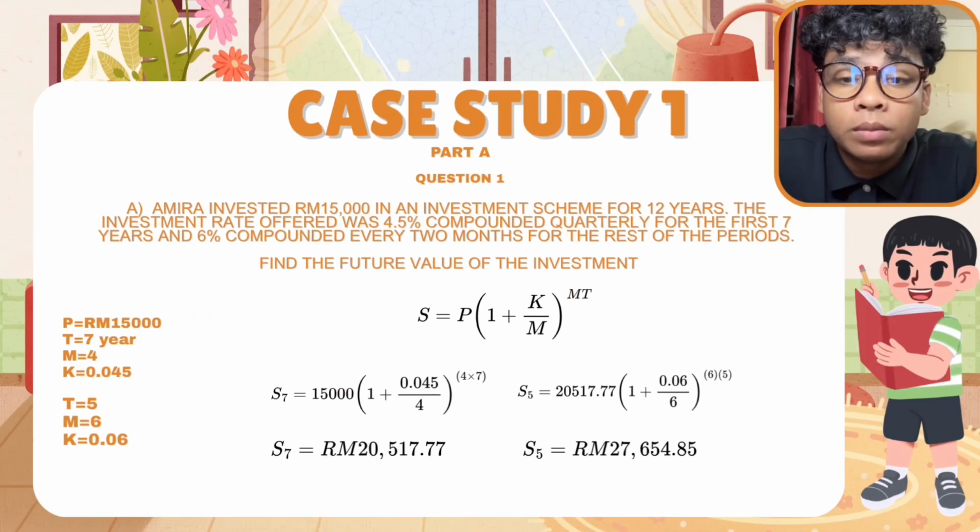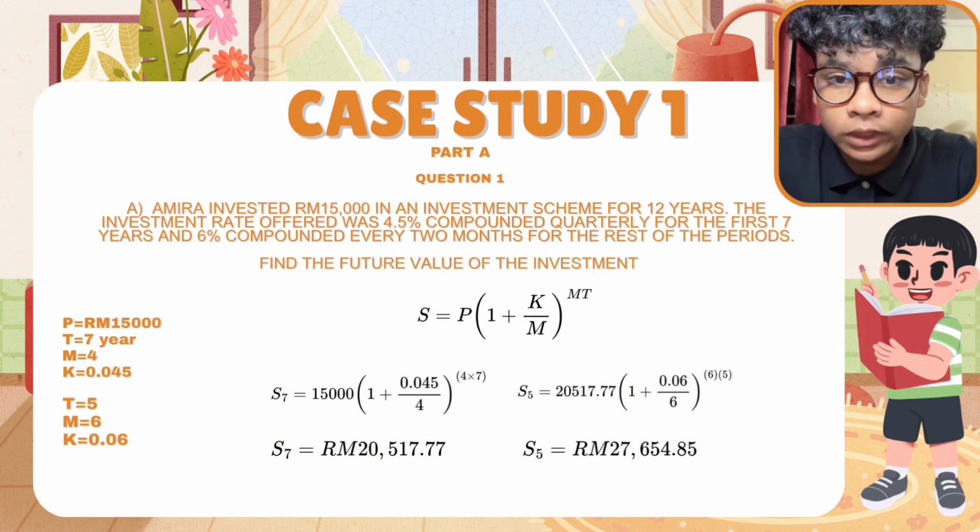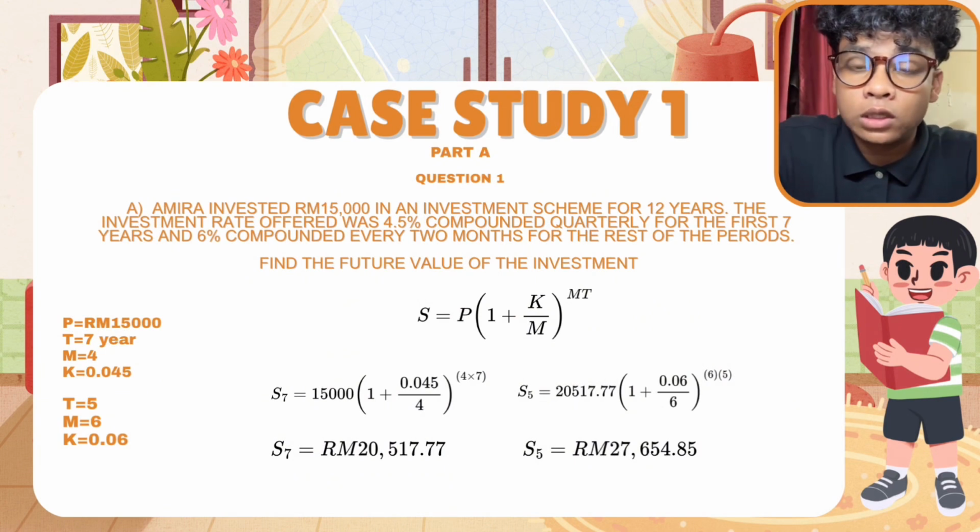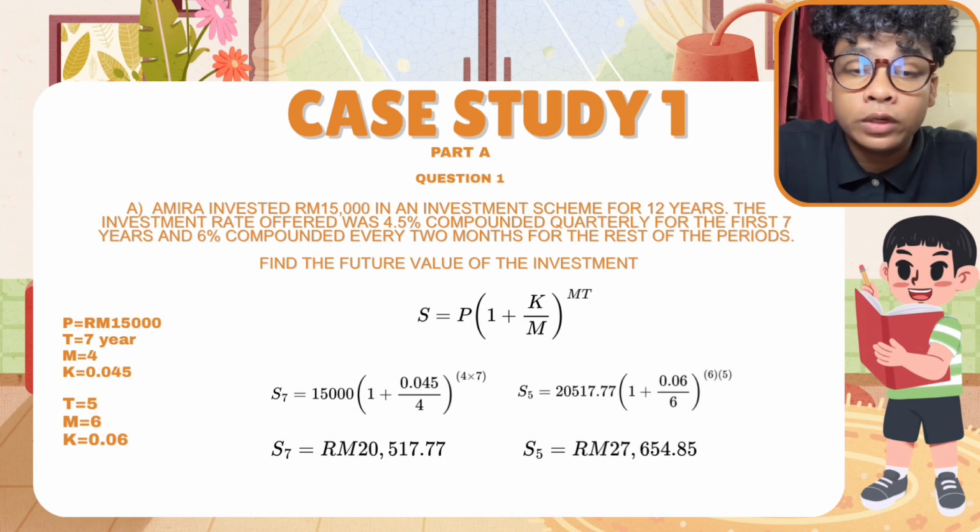For case study 1, Amira invested around 15,000 ringgit in an investment chain for 12 years. The investment rate offered was 4.5% compounded quarterly for the first 7 years and 6% compounded every 2 months for the rest of the period. The question is, find the future value of the investment.